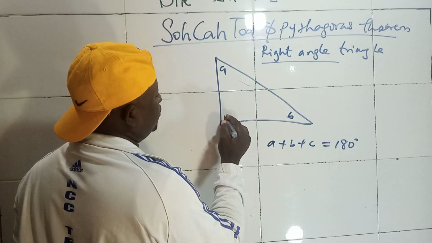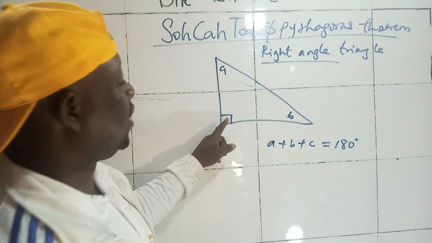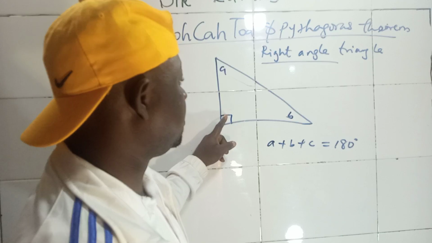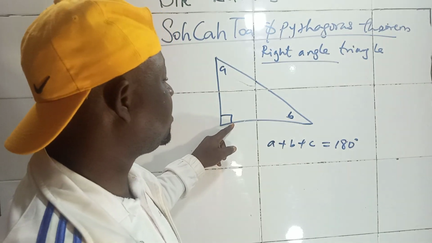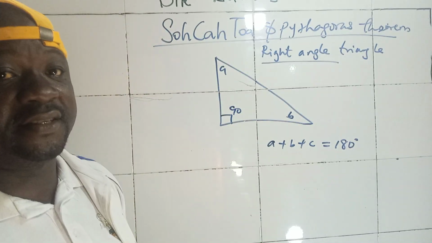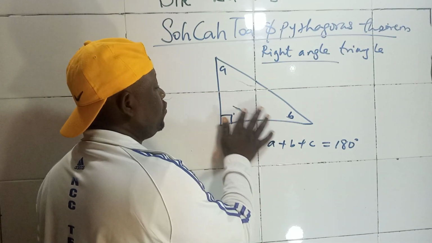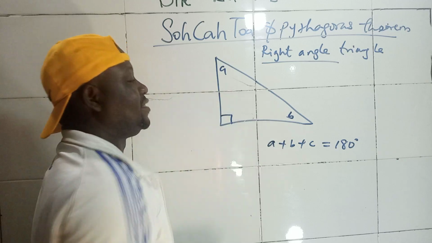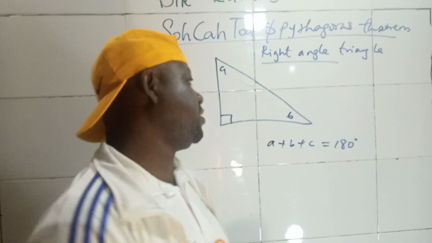That is why when you see a triangle and you see something like a box, it means this angle is 90 degrees. But they will not write it. They will just use this sign for you to know that it is 90 degrees.